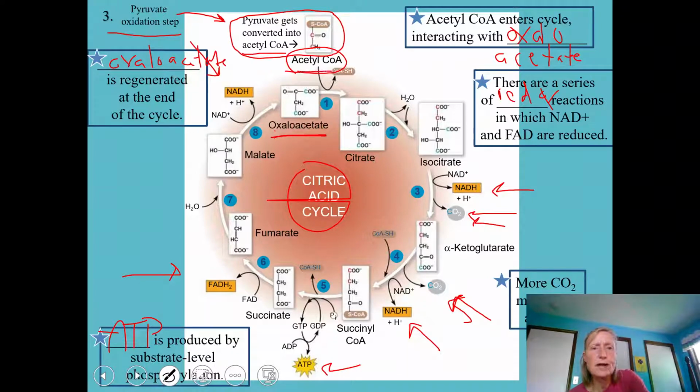So acetyl-CoA reacts with oxaloacetate in step 1 to form a 6-carbon molecule. Oxaloacetate has 4 carbons, acetyl-CoA has 2, you mix them together, you get 6. In step 2, it just looks like things are rearranged a little bit. Step 3 is definitely a redox reaction.